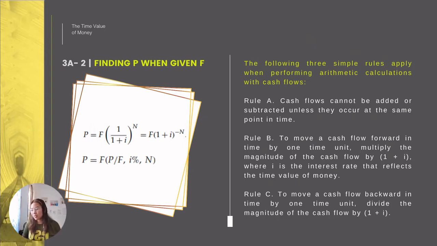Our next case is finding P when given F. So let me just double check the formula. 1 plus I raised to n. That would be okay. This is correct. P equals F over (1 plus I) raised to n.